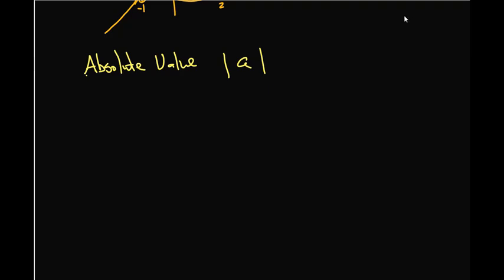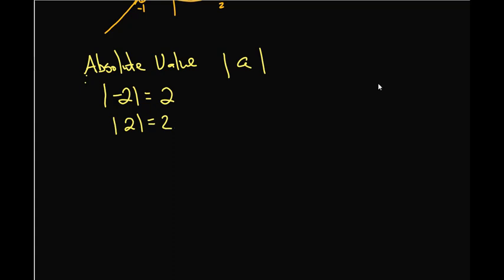Okay, let's recall the absolute value function. So we know the absolute value of, for example, if we take the absolute value of -2, we know that means 2. The absolute value of 2 is also 2.